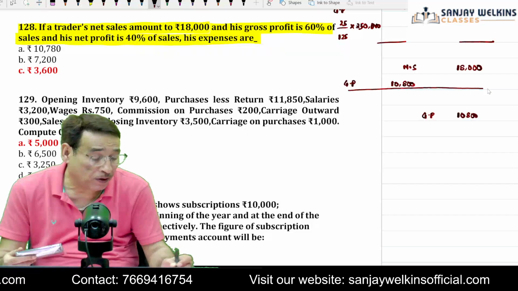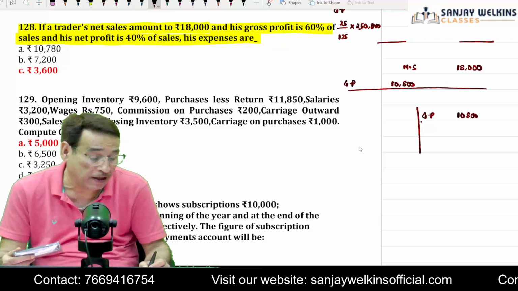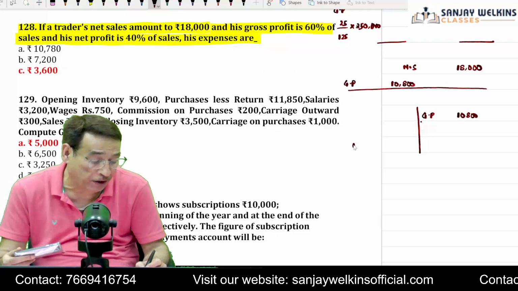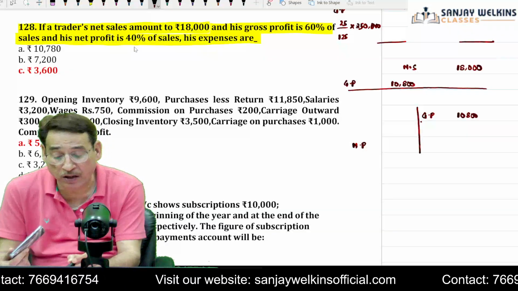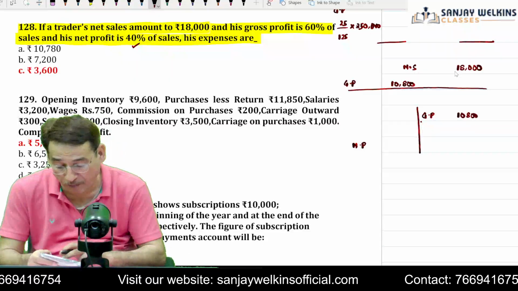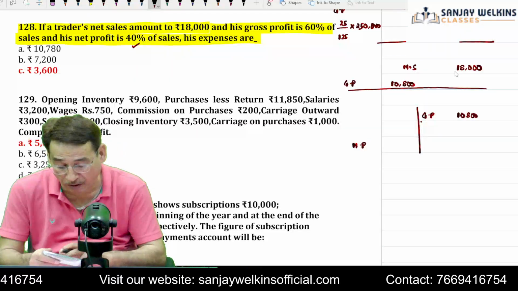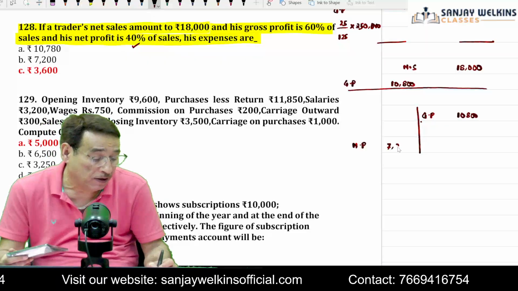Correct? When we prepare profit and loss account, we write gross profit on the credit side, and after subtracting various expenses, we get the net profit. Now, in this question, it is stated his net profit is 40% of the sales. Now, I am going to compute 40% of sales. 18,000 into 40%. That is equal to 7,200.